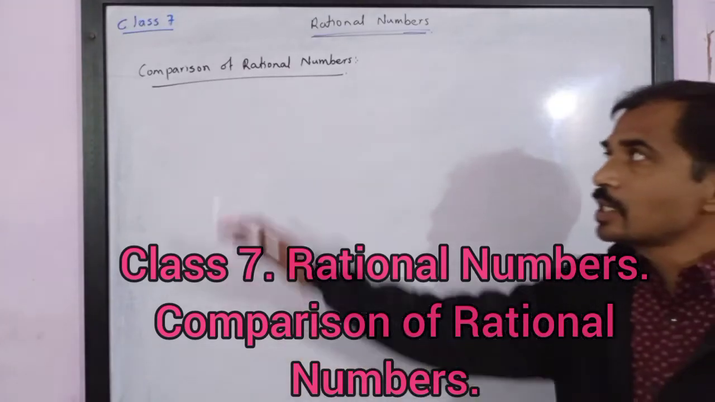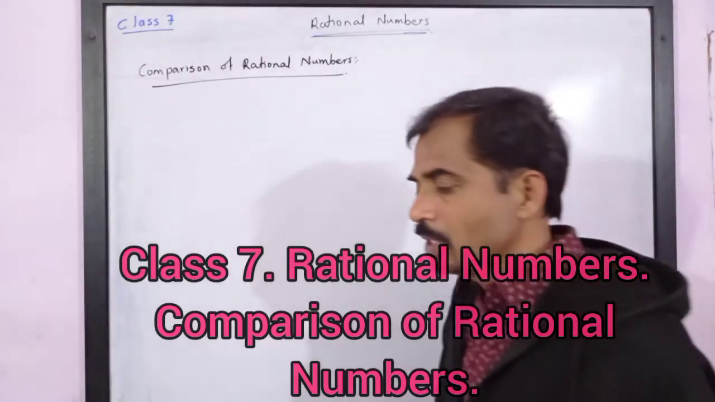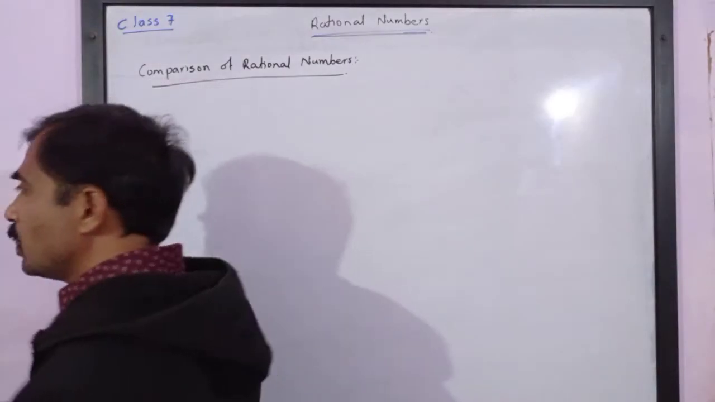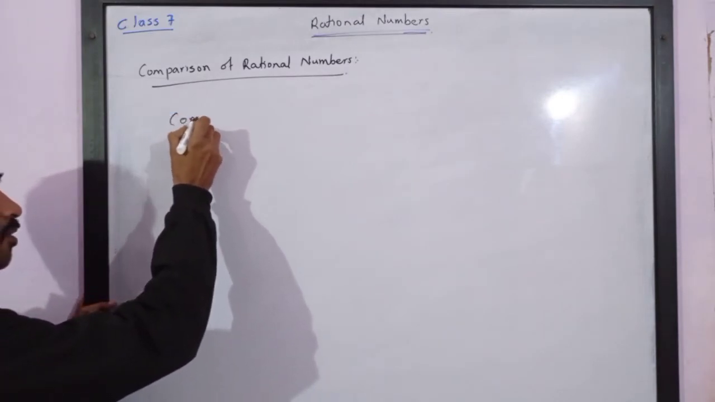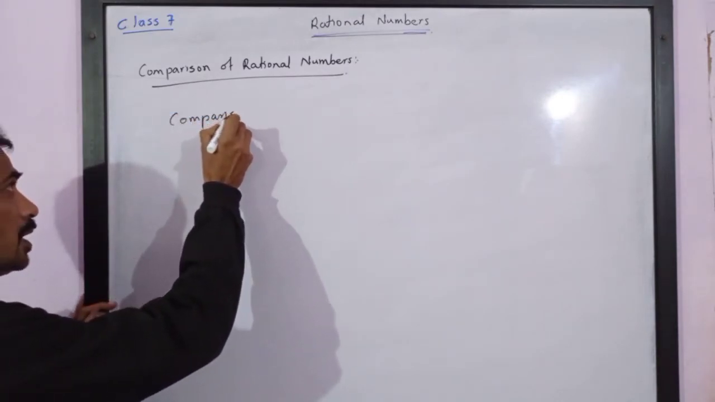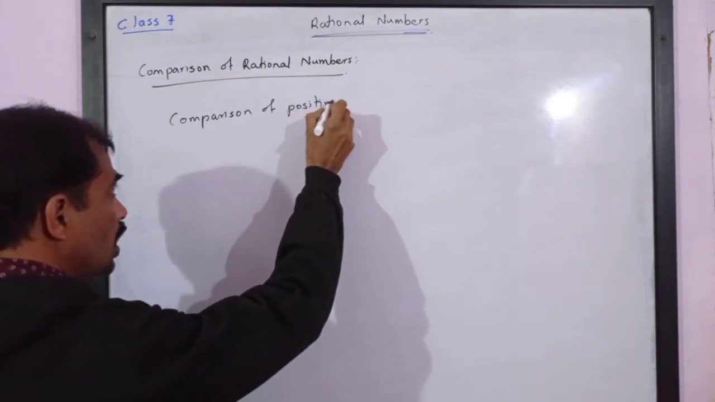Dear friends, in class 7 we are studying rational numbers and next is comparison of rational numbers. Let us try to compare the rational numbers. The first topic is comparison of positive rational numbers.